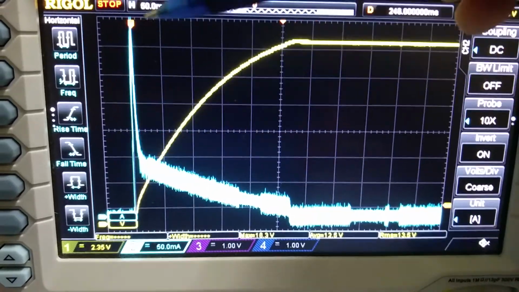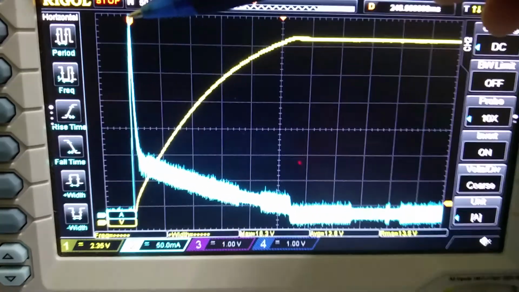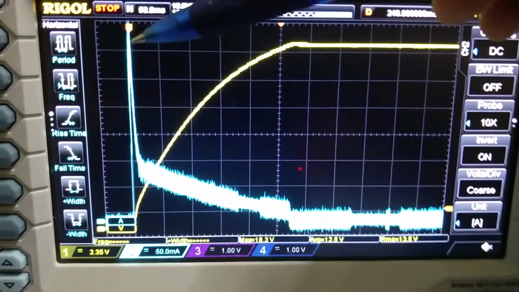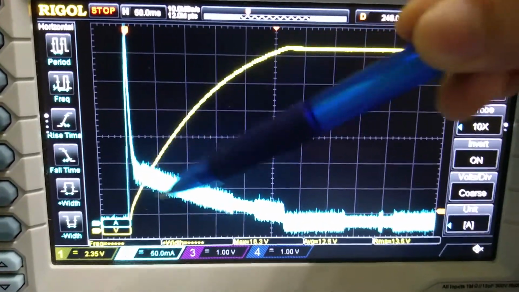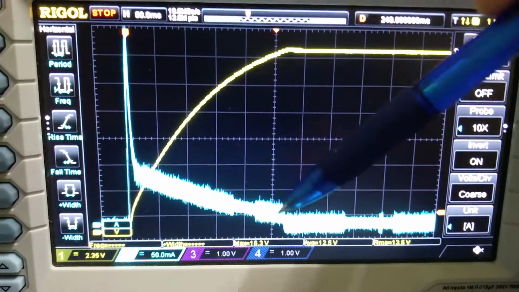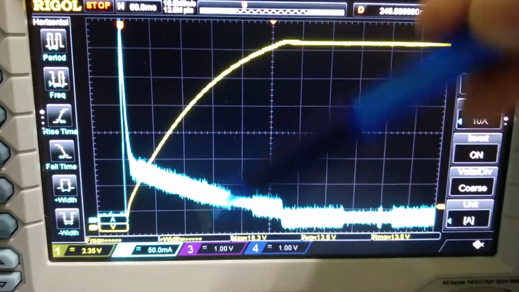It starts off with very, very high current, because it's very easy to push charge into the capacitor. Then as it becomes harder and harder to push charge, the effective impedance of the capacitor increases, so the current drops off as the voltage increases. That's all. Thank you for watching.